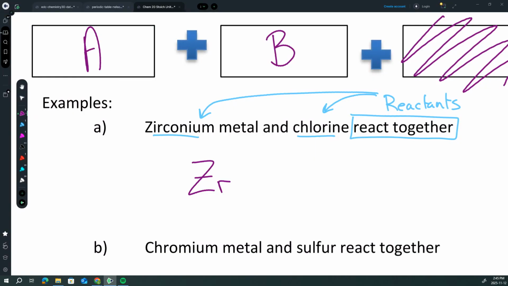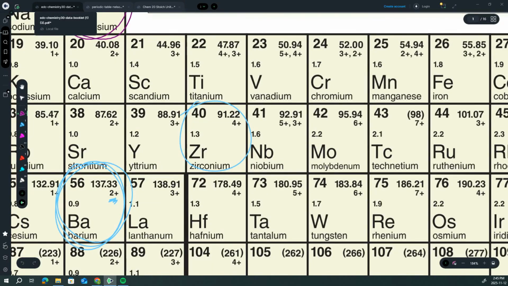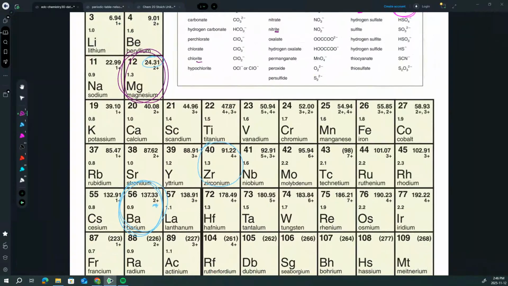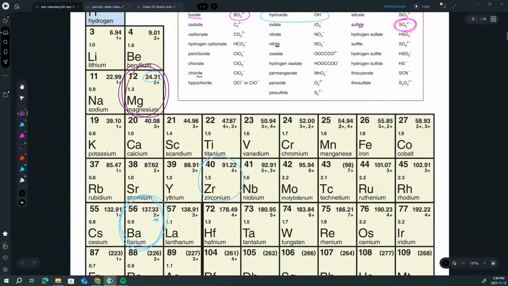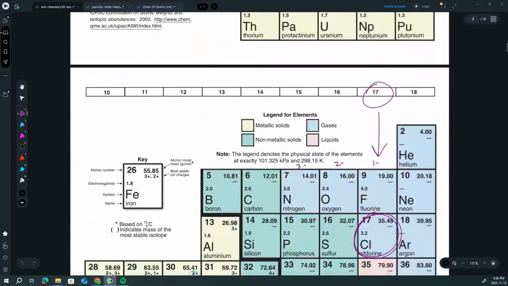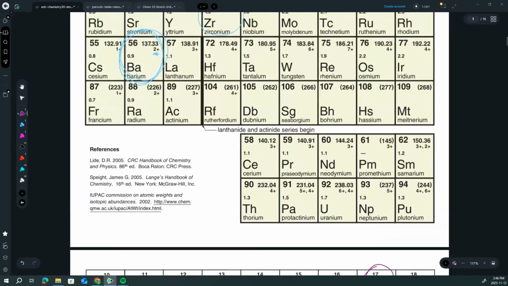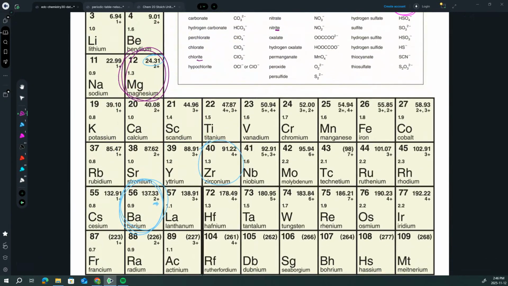And since it is a metal here, you do want to double check your periodic table just to make sure of the state. So for here, we have zirconium. It is yellow, and yellow is a metallic solid. So we can say that this zirconium metal will be solid at room temperature.